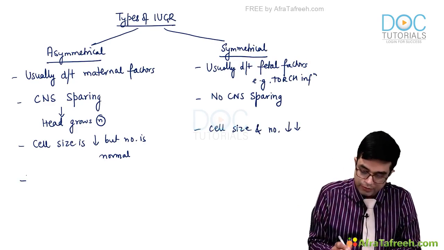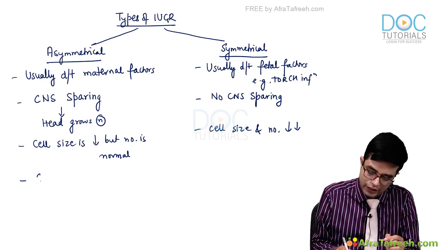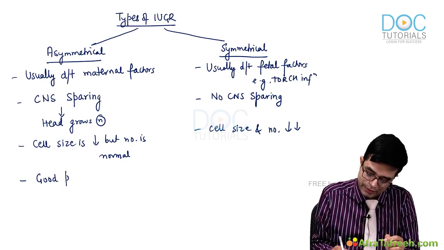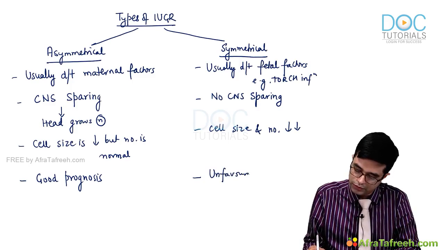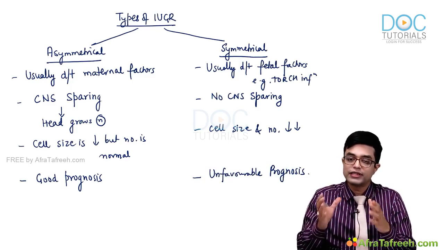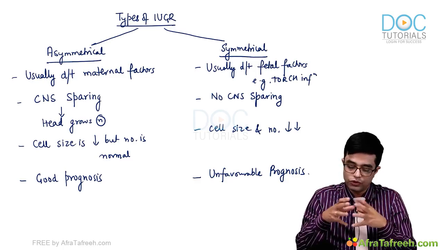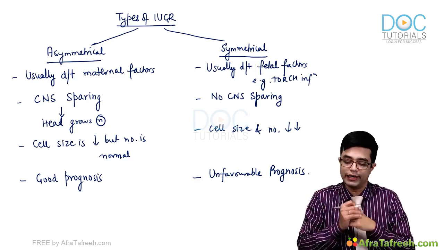And finally, asymmetrical IUGR babies look dramatic, but they have a good prognosis. They can catch up later in life because the CNS is intact. Symmetrical IUGR usually have an unfavorable or poor prognosis. And to distinguish between the two, we use an index called the ponderal index.